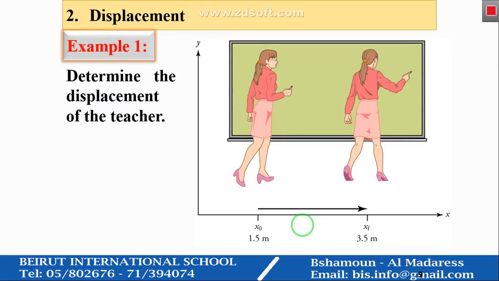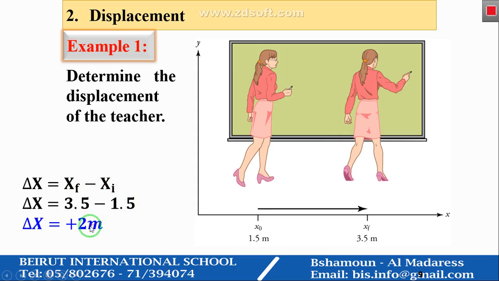For an example about displacement, we want to determine the displacement of the teacher. This teacher was initially at the position 1.5 meter. It then changed its position into 3.5 meter. Since the position of the teacher is changed, we say that this teacher is in motion. To find the displacement of the teacher, delta x is equal to xf, the final position, minus xi, the initial position, which is 3.5 minus 1.5, so delta x is equal to plus 2 meter. So the magnitude of the displacement is plus 2, and since it's a positive value, this means that we are moving in the positive x-axis direction. So we know that the motion is to the right. That's why we say that displacement has a magnitude and a direction, so it's a vector quantity.